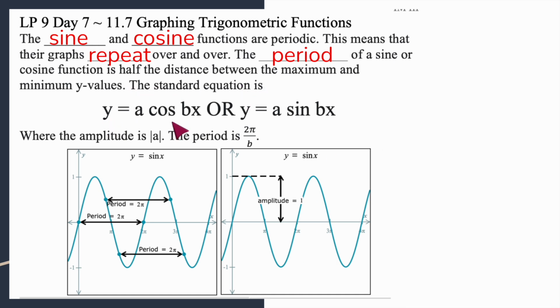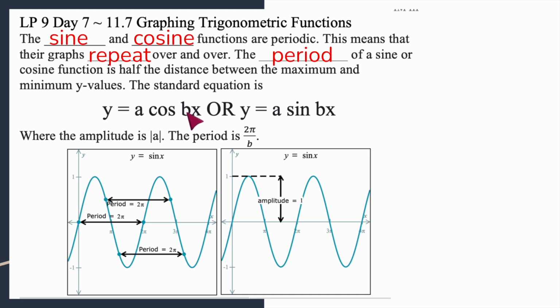So the standard equation here, we have y equals a times the cosine of bx, or y equals a times the sine of bx. You notice they're exactly the same, just one's cosine and one's sine. The amplitude, that's that height, is the absolute value of a, so it's that number that's in front. And then we have the period, which is the length between the two waves, and that's 2 pi over b.